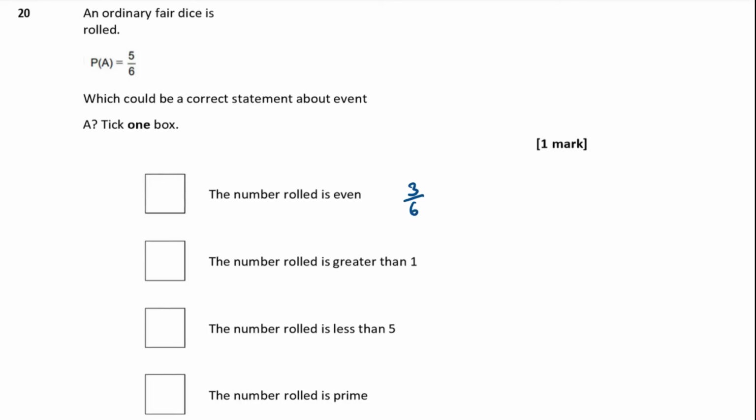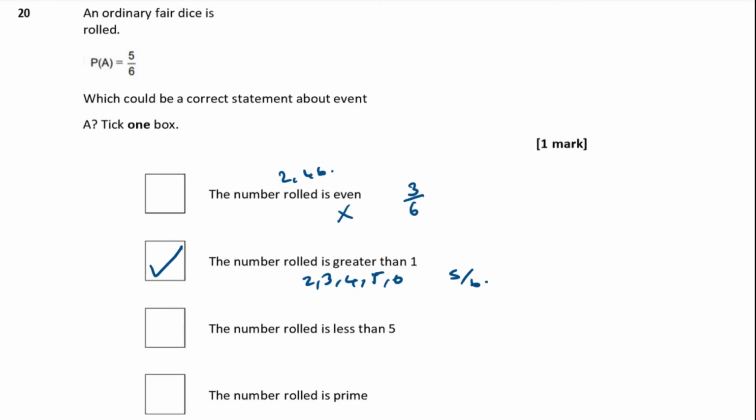It's not going to be 5 over 6, so it's not that one. The number rolled is greater than 1. Well, how many dice are greater than 1? So that was 2, 4, 6, wasn't it? Now this one is going to be 2, 3, 4, 5, and 6 meet that criteria. So there are 1, 2, 3, 4, 5 of them. So I do think that is 5 to 6. I think it is going to be that one.